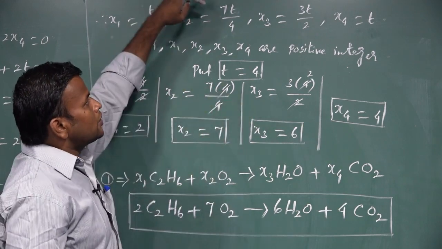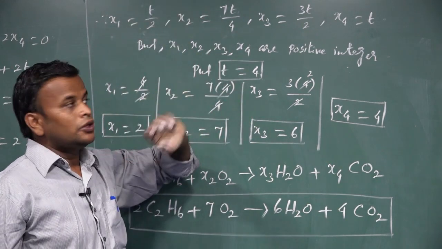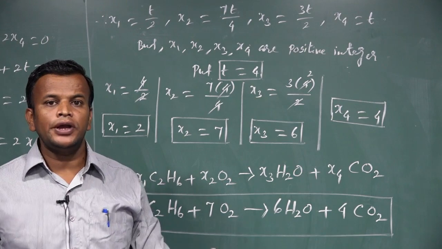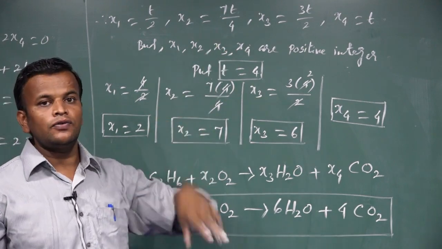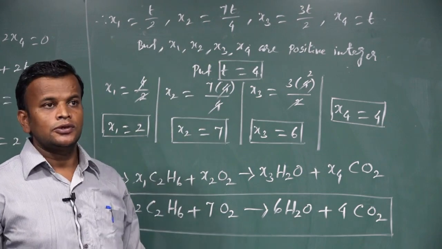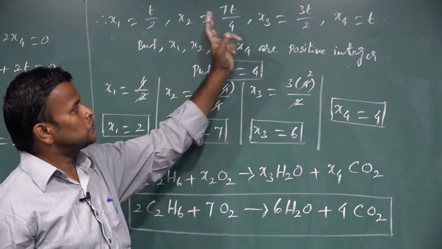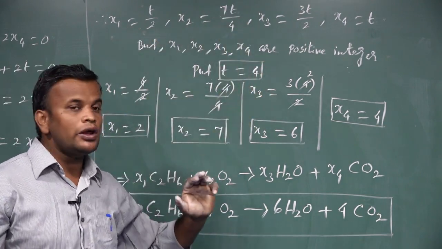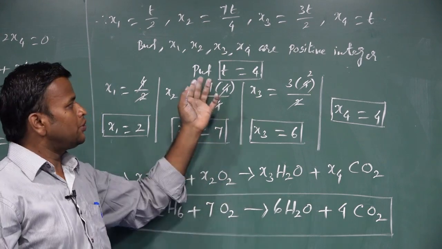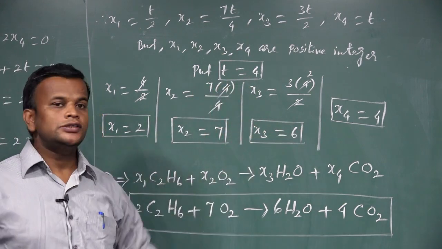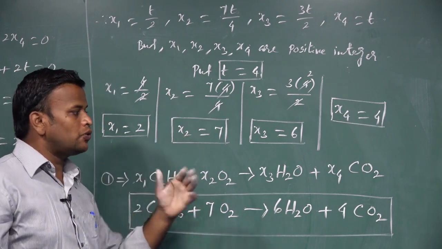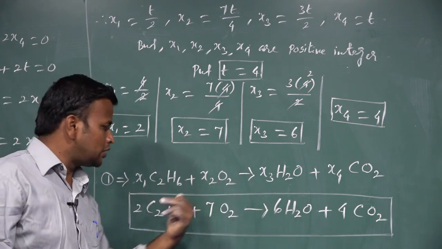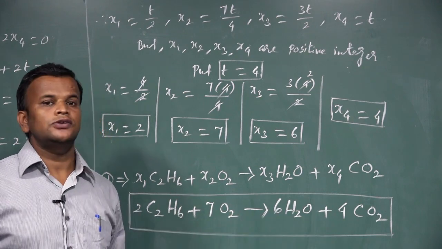Suppose the sum does not work with 4, 8 is there. So we take the value of t is 8. Suppose 12 is there, we take the value of t is 12. So using these values of x1, x2, x3, x4, we take the suitable value of t, so that all are positive integers. Then we substitute the values of x1, x2, x3, x4 in the given equation. So it is the required chemical balanced equation.